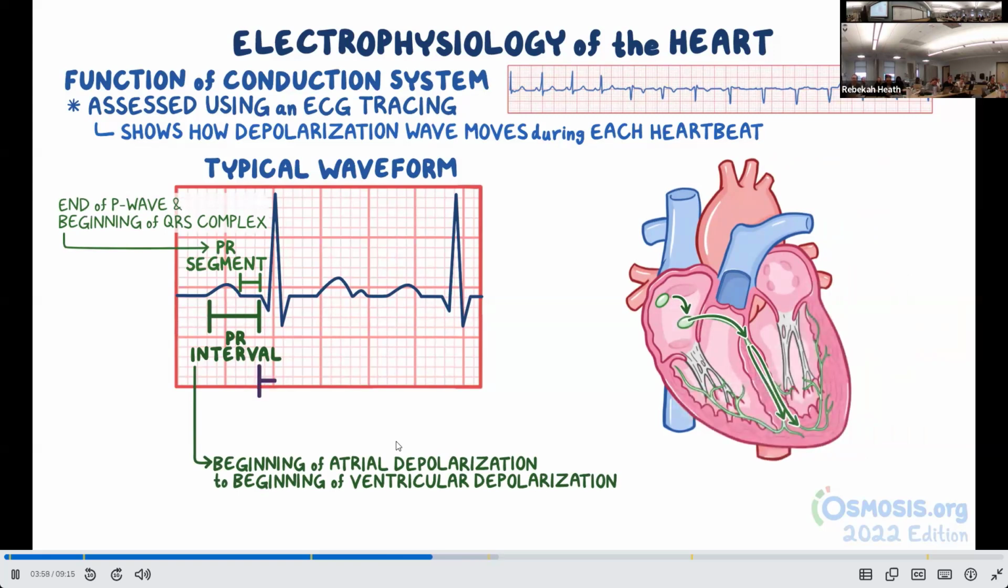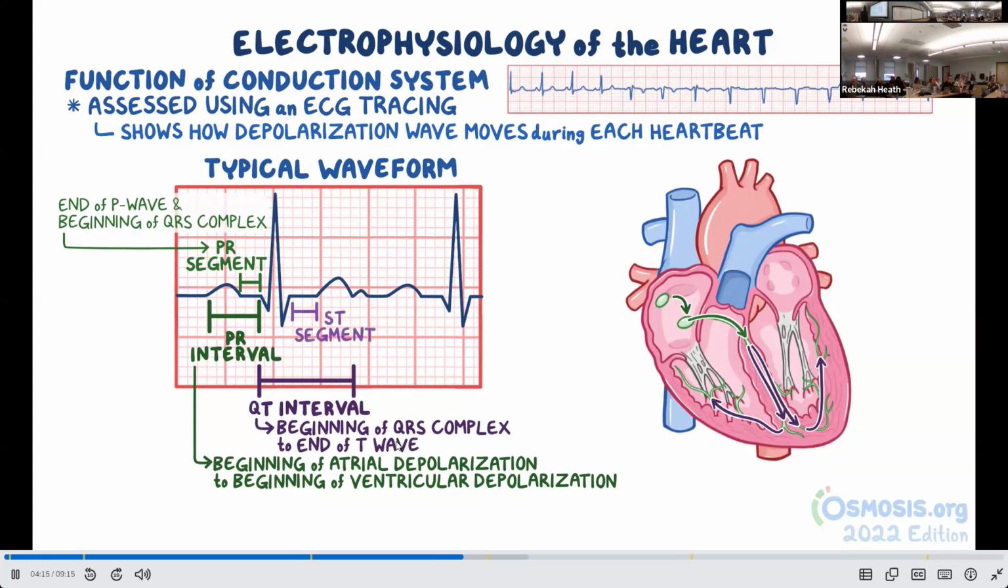Then there's the QT interval, which spans from the beginning of the QRS complex to the end of the T wave. It represents ventricular systole, which is the entire span from depolarization through repolarization. Within the QT interval, there's the ST segment, which spans from the end of the QRS complex, called the J point, to the end of the T wave, and represents the time between ventricular depolarization and repolarization.